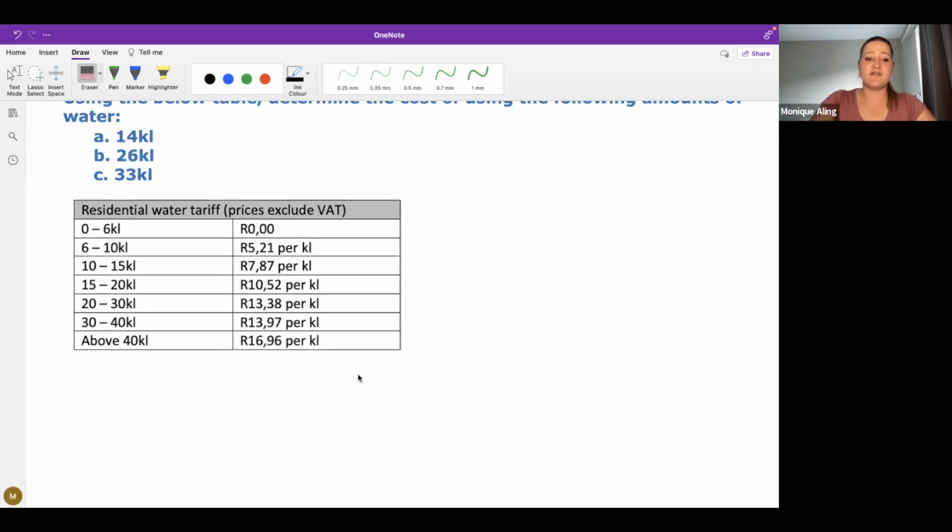Yeah, please include VAT because the prices that I've given you exclude VAT. It tells us in that table over here. So please include VAT for me.